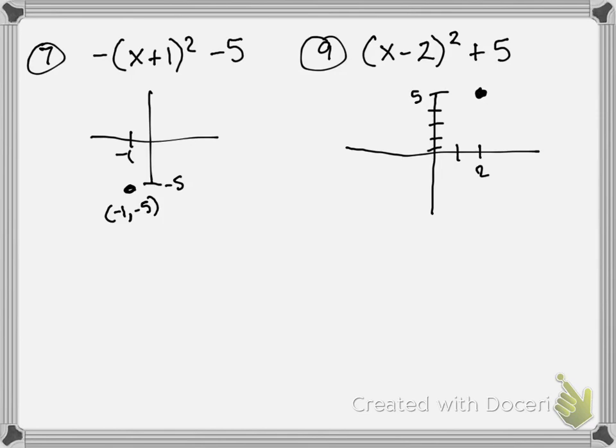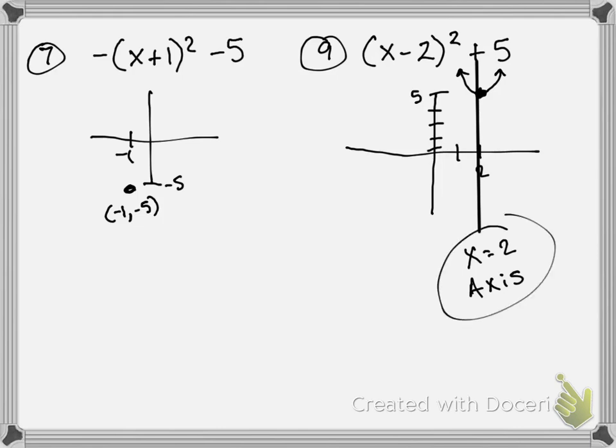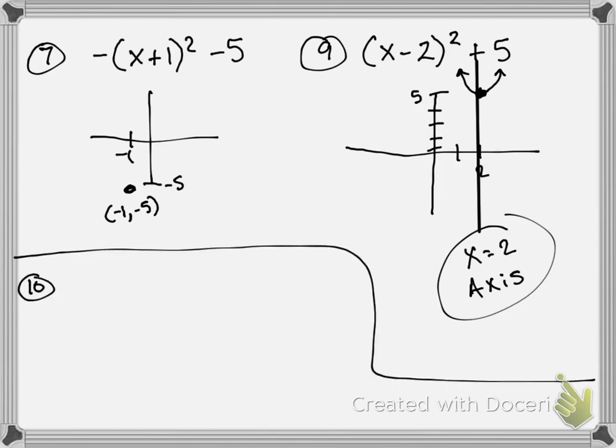And it's a positive, so it's going up like that. So where is this axis of symmetry? Where does this graph get cut in half? 2. So it gets cut in half at x equals 2. So that's the axis, guys. Bingo, you're done. That one's over with. You got the axis. The next question is number 10. 10 are the zeros.